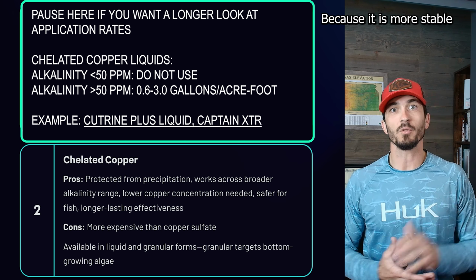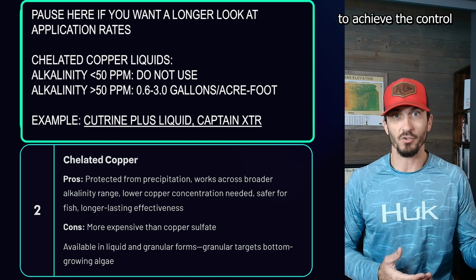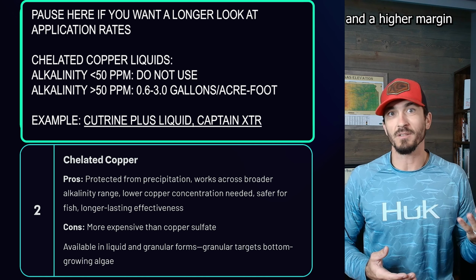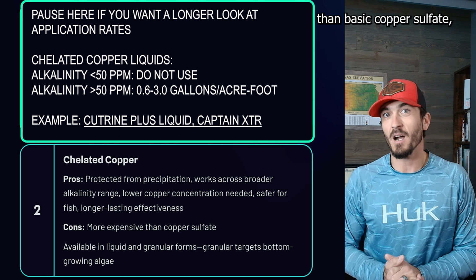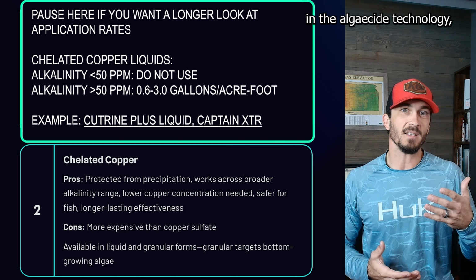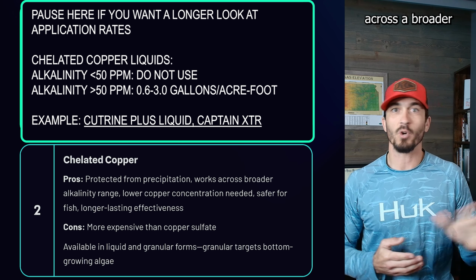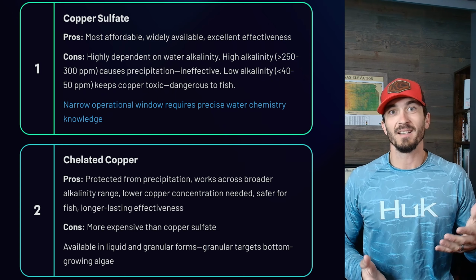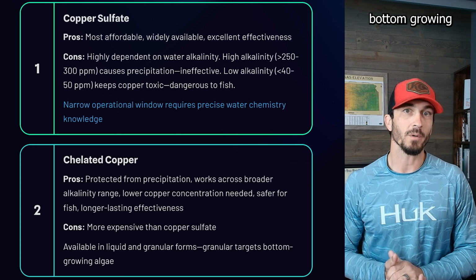Because it is more stable and efficient, a lower concentration of copper is actually needed to achieve the control that you want, making it a more ecologically friendly option and giving a higher margin of safety for the fish compared to copper sulfate. While more expensive than basic copper sulfate, chelated copper products represent a significant advancement in algicide technology, offering more reliable control across a broader range of water conditions. They are available in both liquid and granular forms. The granular algicides are particularly useful for targeting bottom-growing filamentous algae.